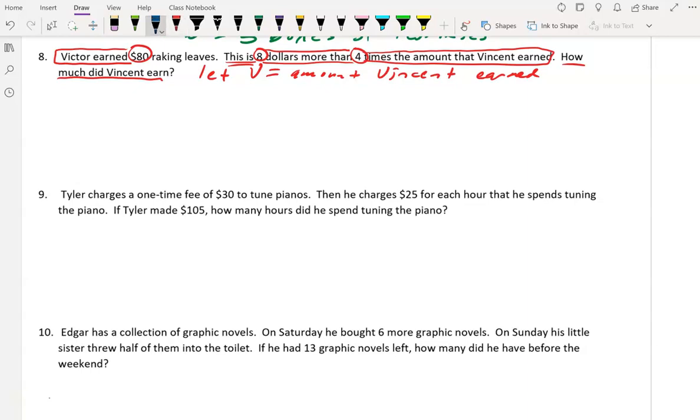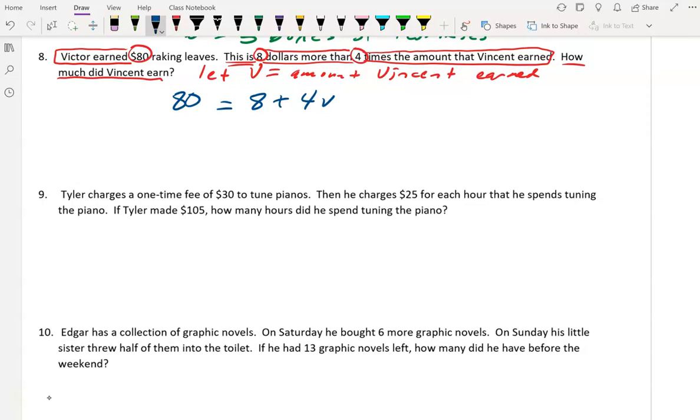So, what's our total? Well, our total is the amount that Victor earned. Victor earned $80. Now, this amount is $8 more than 4 times the amount that Vincent earned. So we're going to add $8 to 4 times the amount that Vincent earned. So $8 more than, so we're going to add that to 4 times the amount that Vincent earned.